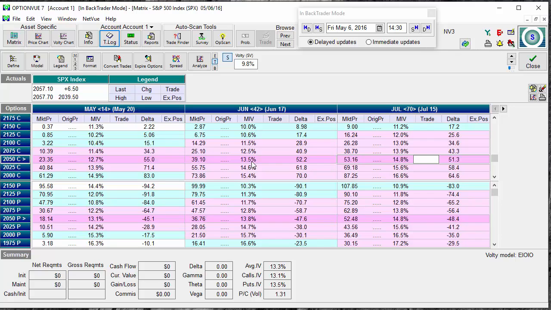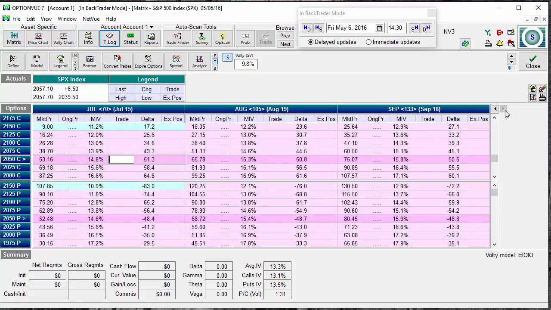Now, question number 5, when is less than ideal to place a calendar? Well, less than ideal is just the reverse of what I just said. I kind of led into that. A big negative skew, where the front month is much lower than the back month. You're getting too close, or you're going way too far out.